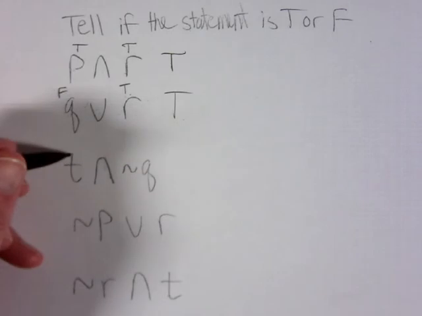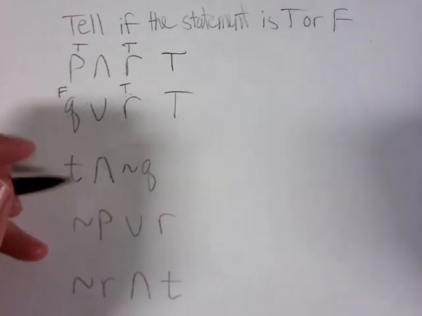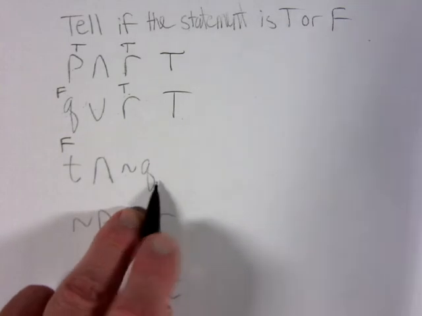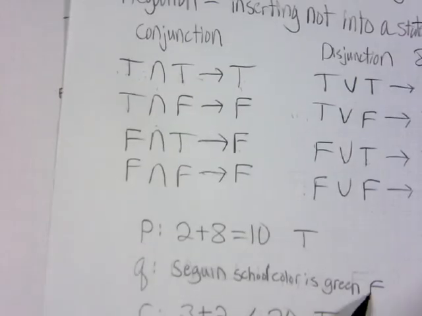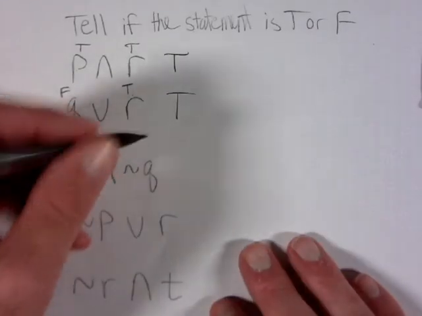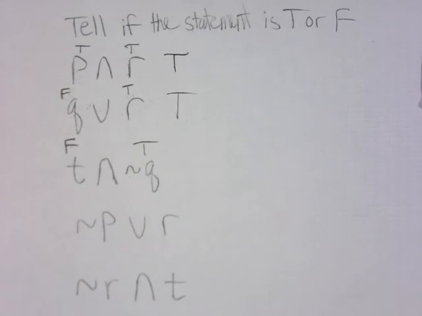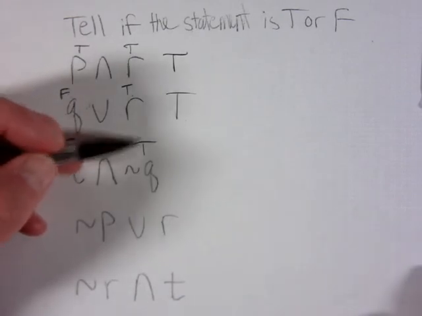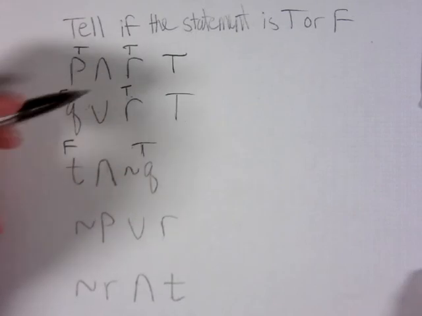All right, T, remember T was vertical angles are supplementary, which is a false statement. Now be careful with this one. This is not Q. Well, what was Q? Seguin's school color is green, which is false. So not Q would be Seguin's school color is not green, the opposite of it, which makes it a true statement. So if the statement is false, the negation would automatically have to be true. The negation will have to be true.